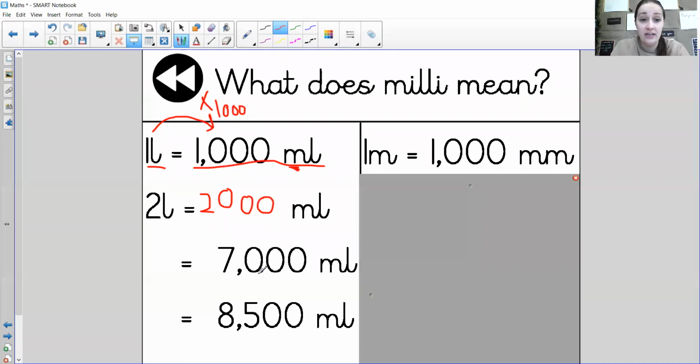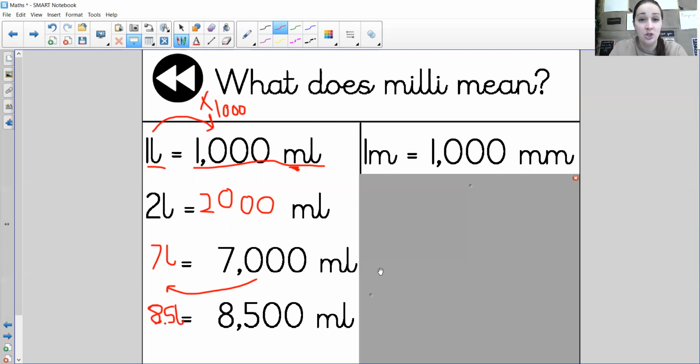Well, hopefully this time you can see that we're going from milliliters to litres. So this time we're dividing by 1,000. 7,000 divided by 1,000, 7 litres. Slightly trickier, but I think we can do it. So we did 8,500, we're dividing by 1,000, 8.5 of a litre. Lovely.